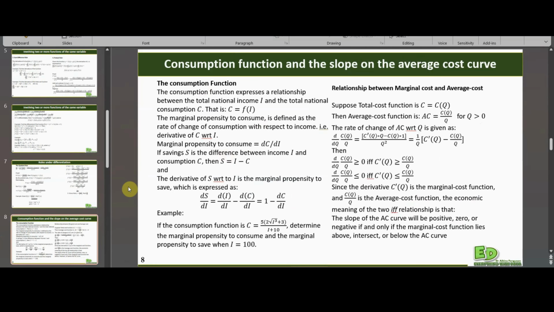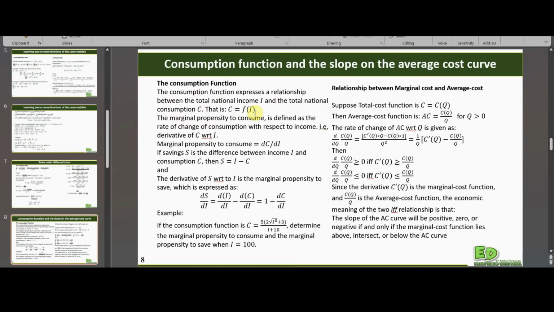So we are here on the next slide where we have the consumption function and the slope of the average cost curve, right? So let's look at the consumption function first. The consumption function expresses a relationship between the total national income I, or the total income I, and the total national consumption C. That is, C is equal to f of I, right? So consumption is equal to the function notation of your income, right?